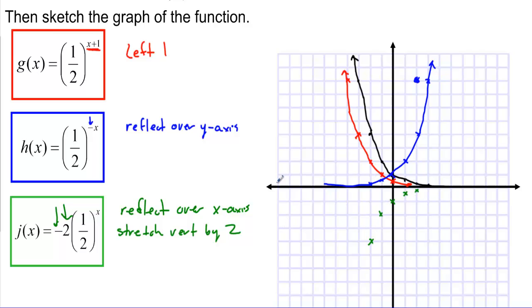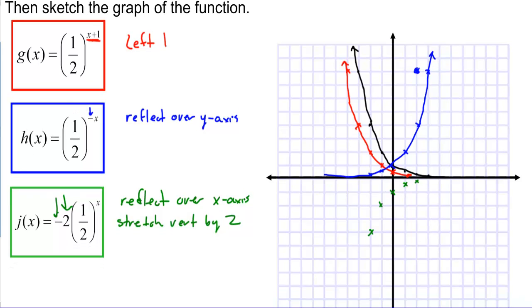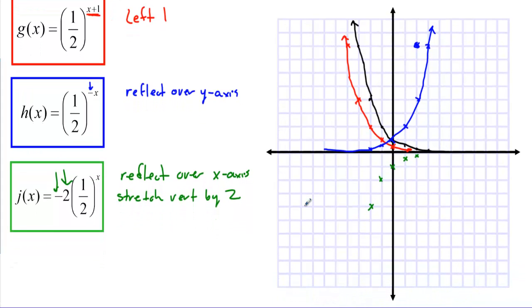But then we have to stretch all this by a factor of 2, which means we take all of the y values and double them. So the 4 goes to 8. 5, 6, 7, 8. The 2 goes to 4. The 1 goes to 2. The half goes to 1. And then it starts leveling out to 0. Let's try. There we go. Something like that.